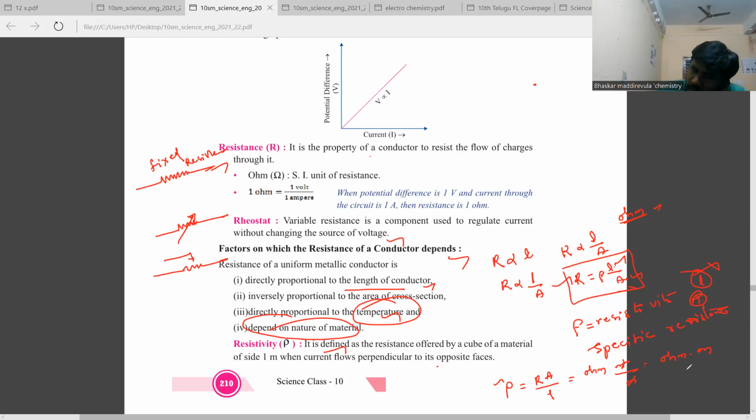So we can show it as ohm meter. This is the symbol of ohm. So this is about the resistivity. The resistivity of the metal is always constant. It does not change with the length of the conductor or the area of the material, but it changes with the temperature.